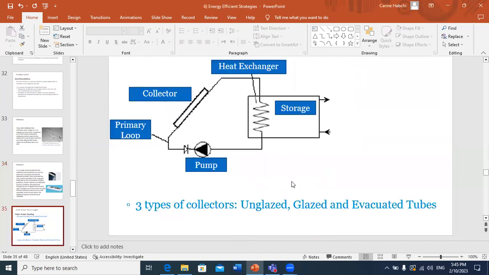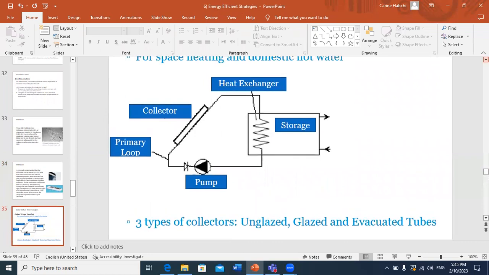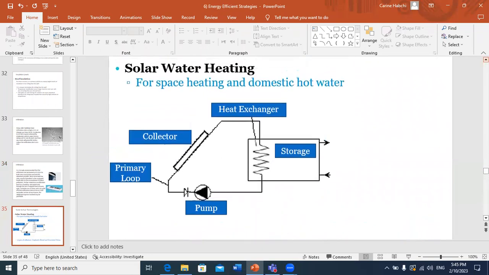Now, here is a simple example of a solar water heating system that can be used for space heating and domestic hot water. As we discussed, in such systems we mainly need to collect the solar energy, distribute it, and store it. So a very simple system consists of the following elements.